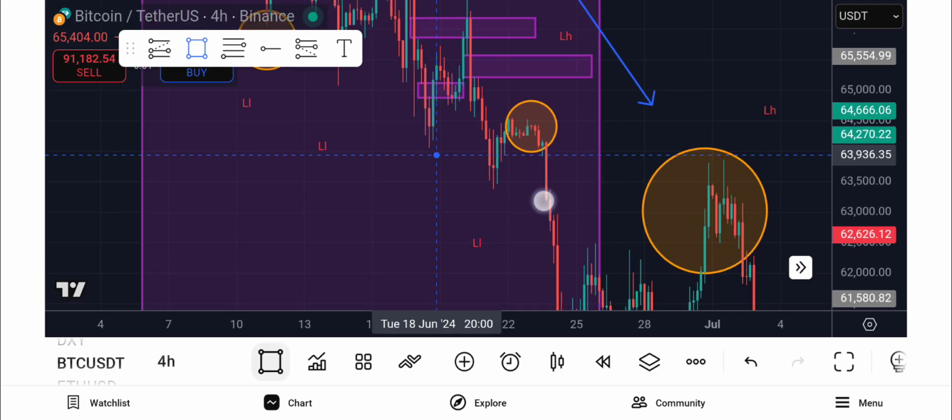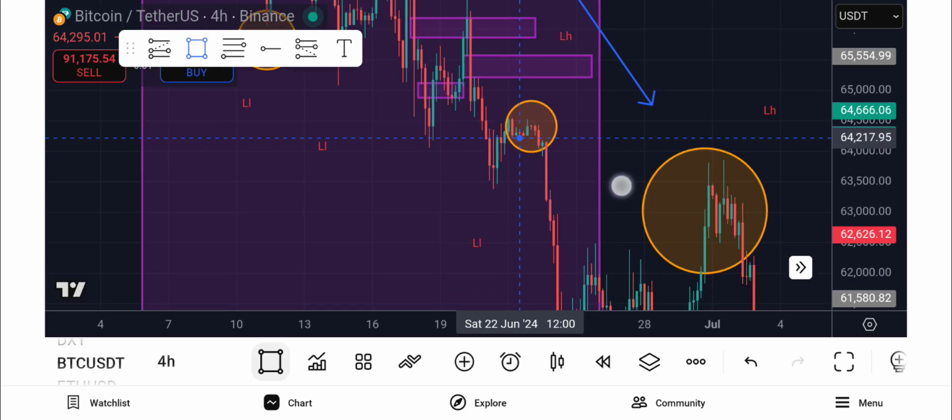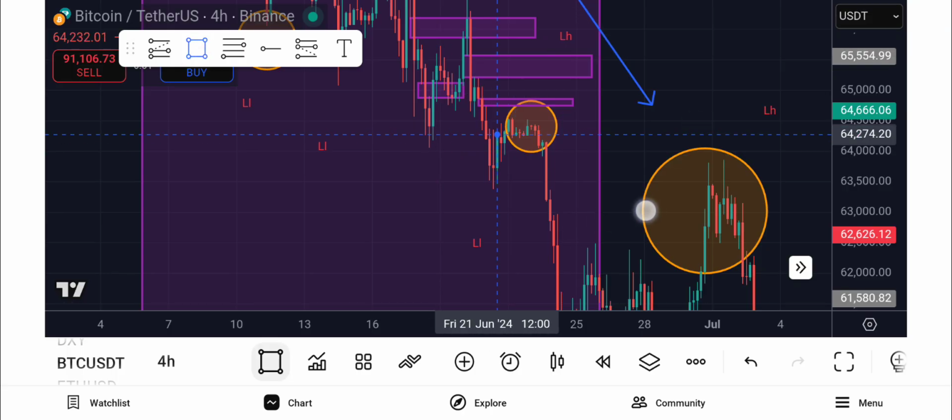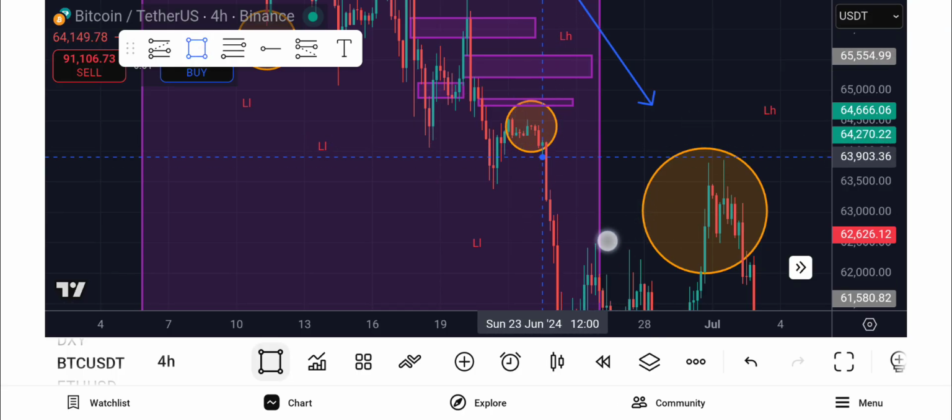Let's just identify all the fair value gaps that we see. This is a fair value gap. 1, 2, 3. There's a gap between the first and the third candle. You're just drawing a rectangle within the fair value gaps every time. This is a fair value gap right here. 1, 2, 3.